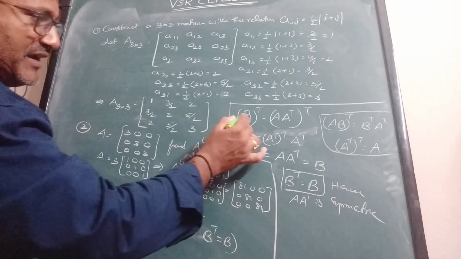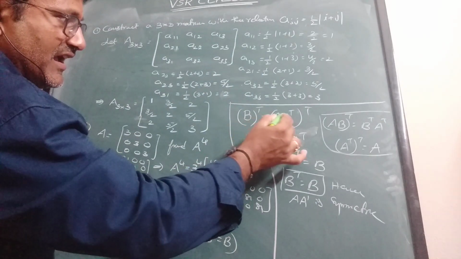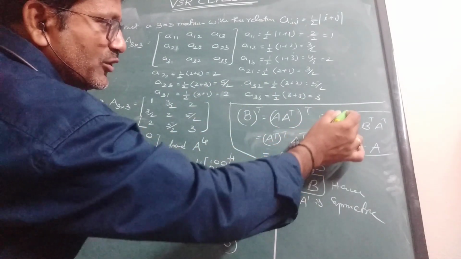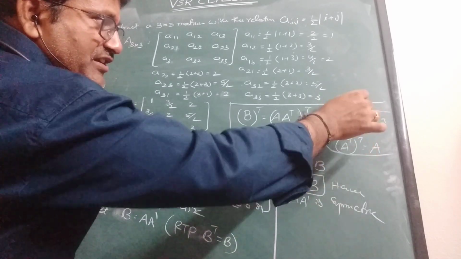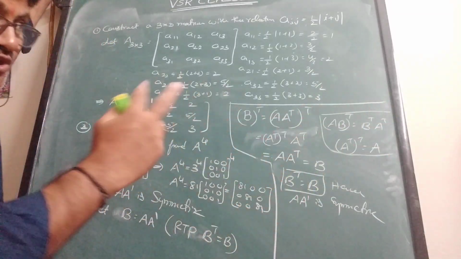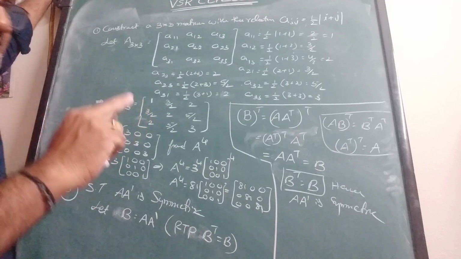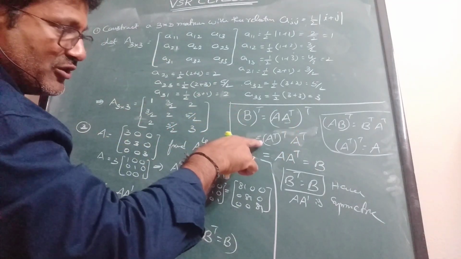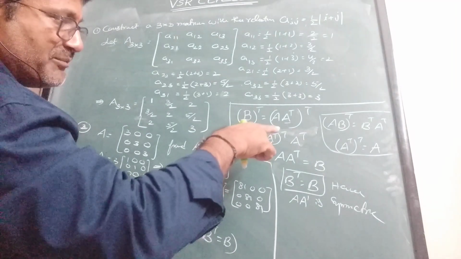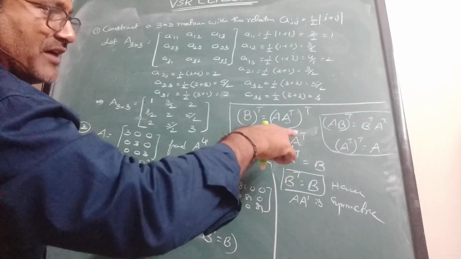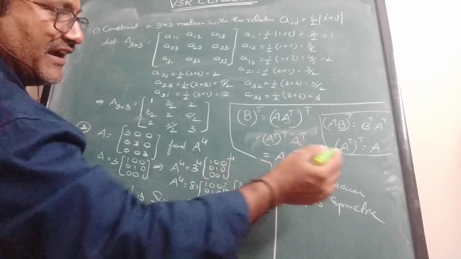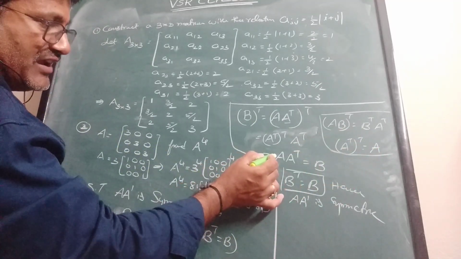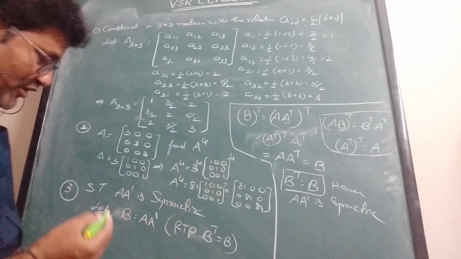So B transpose I took. A A transpose whole power T. We have the formula AB whole transpose is equal to B transpose into A transpose. B transpose, first you write B. So in the place of B what is there? A transpose is there. Go on writing A power T and A power T. So you will have A transpose whole power transpose gives A itself. So A A transpose. Again we got like this.